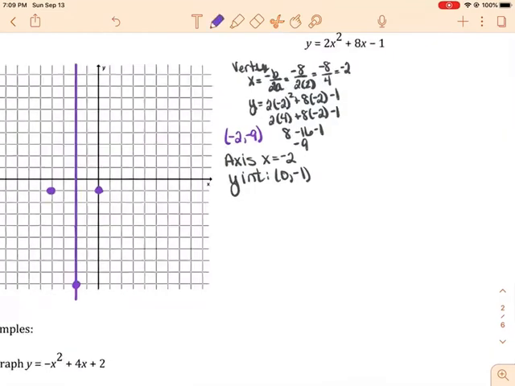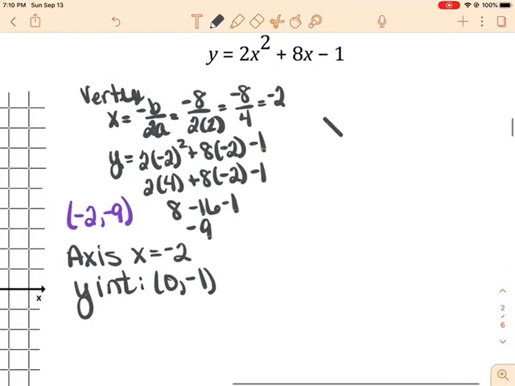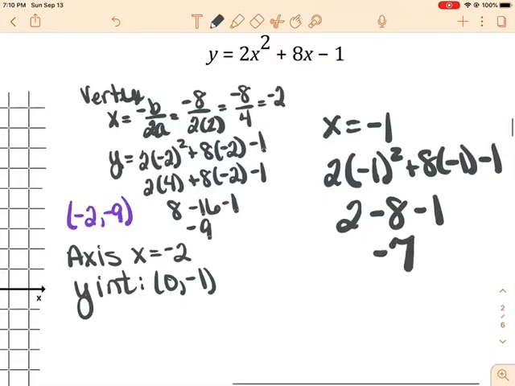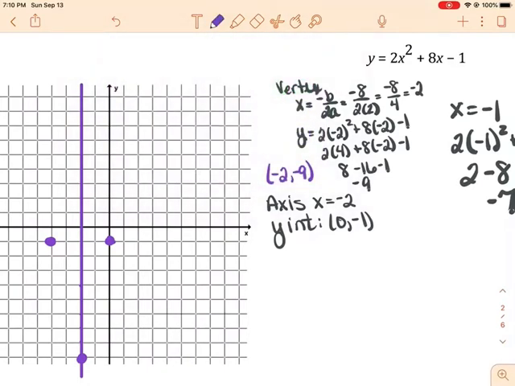So -1 is my x value. So 2 times -1 squared plus 8 times -1 minus 1. So that's 2 minus 8 minus 1. So that's -6, -7. So over -1, down -7. Mirror across, and we have our parabola. There we go.